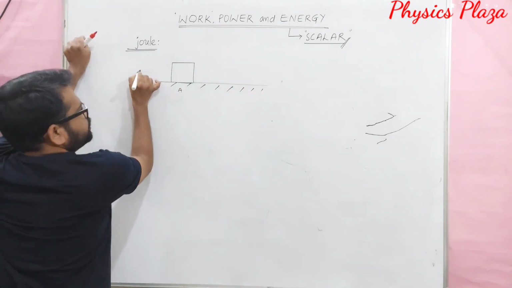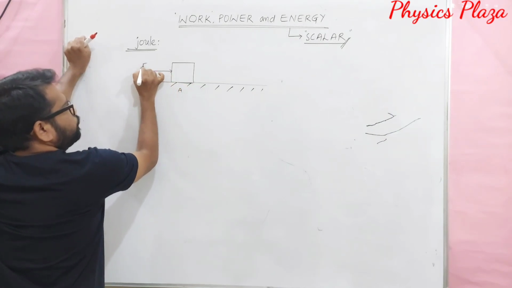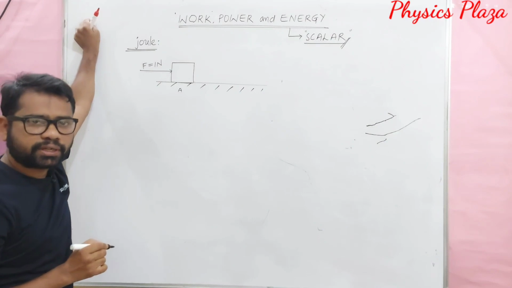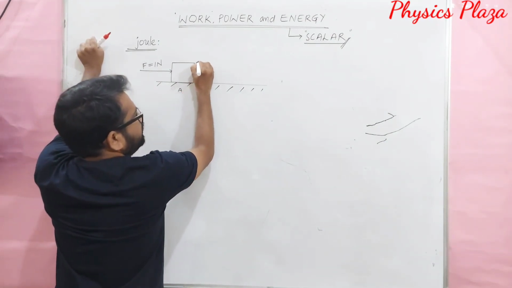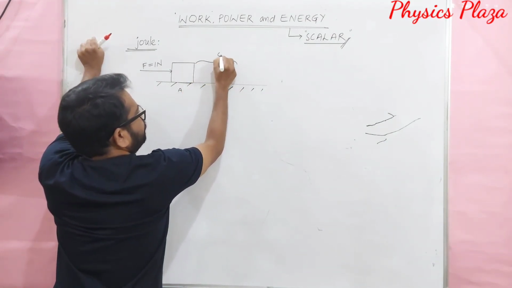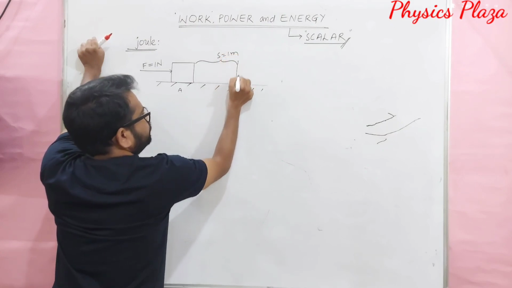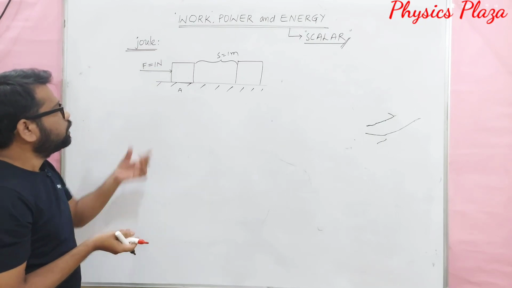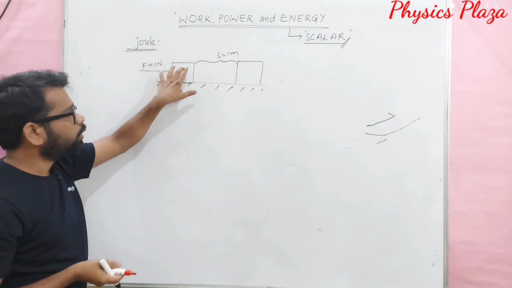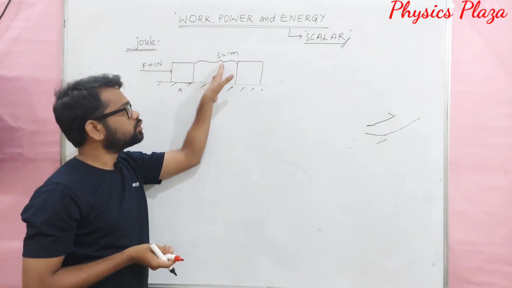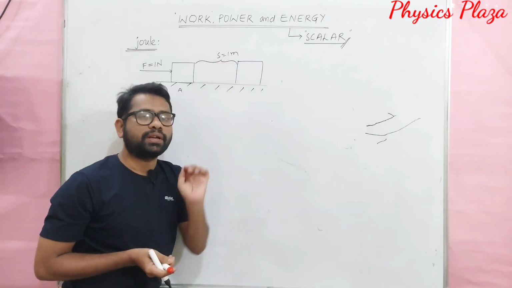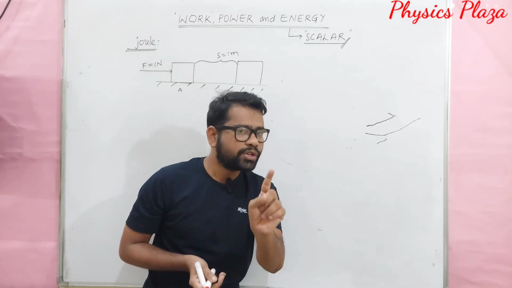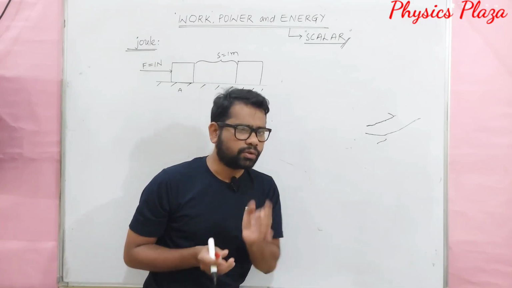Fine. And here, children, a force of 1 Newton is acting so that the body is displaced through 1 meter distance. Try to understand, children. So here a force of 1 Newton is acting on the body so that it is displaced through a displacement of 1 meter. Then the work done by the force is called 1 joule.